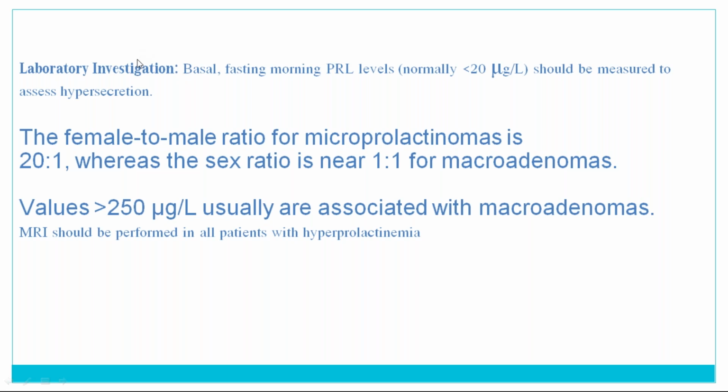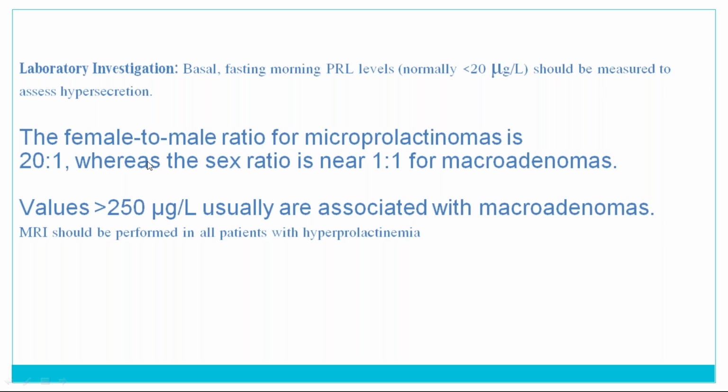So what laboratory investigation will you order? You will order the basal and fasting levels of prolactin. The normal prolactin level will be less than 20 micrograms. If there is any hypersecretion, it will be more. Already we have discussed, if it is more than 200, you should think of pituitary adenomas directly. If it is between 50 and 200, less than 200, then you should think of other causes like drug causes or physiological conditions and all. It will be less than 200 only. If it is more than 200, you think of adenomas.